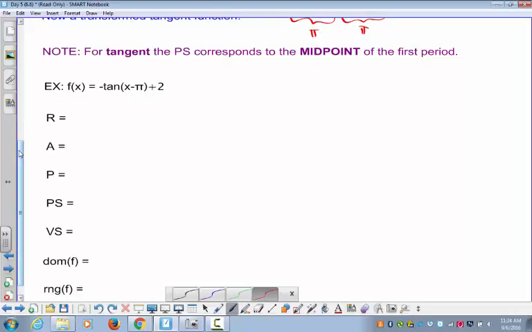So first we take our tangent, the angle. We don't have any factorization to do in the angle. So we'll just start with our properties here. Yes, there is a reflection. I see the minus out in front. Amplitude.